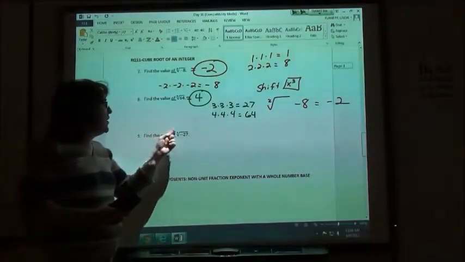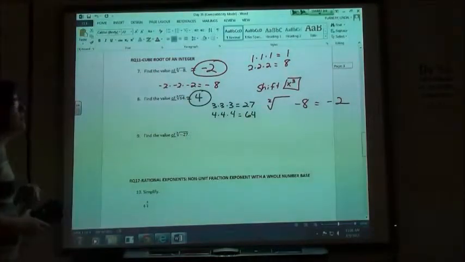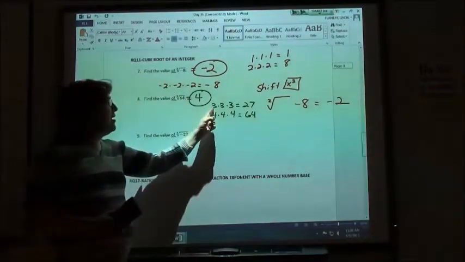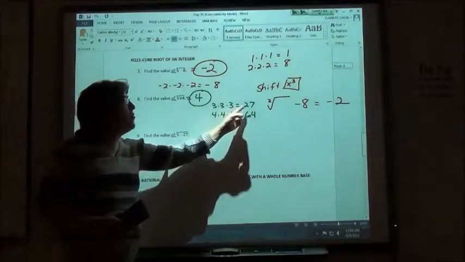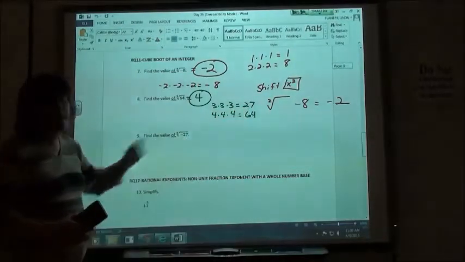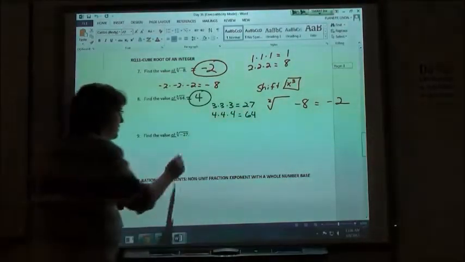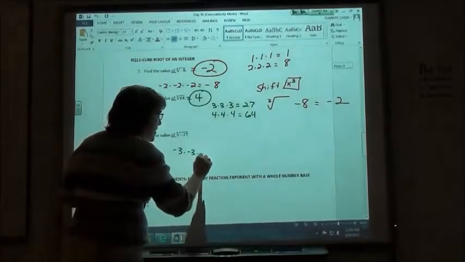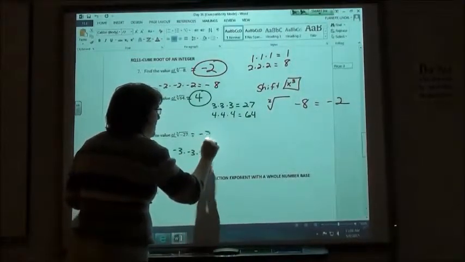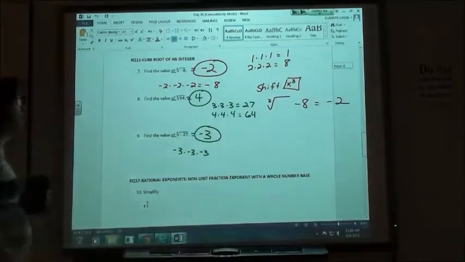Find the value of the cubed root of negative 27. Well, if you look at the ones we already did, we said 3 times 3 times 3 was 27. Since I want a negative 27, negative 3 times negative 3 times negative 3 is going to be negative 27.